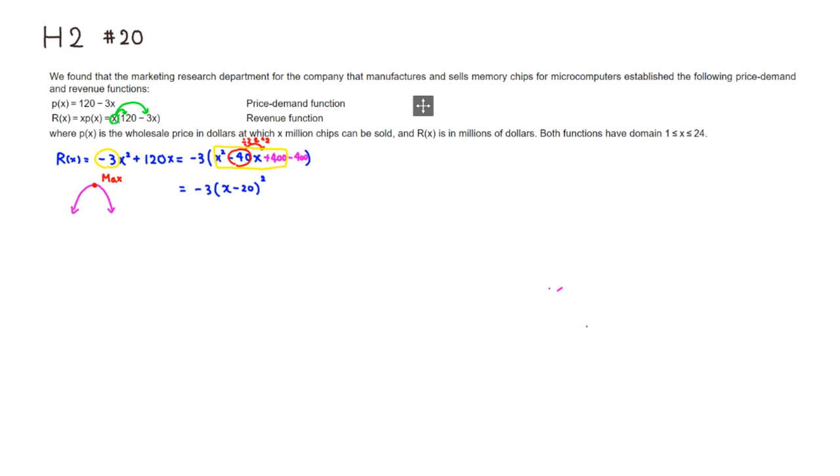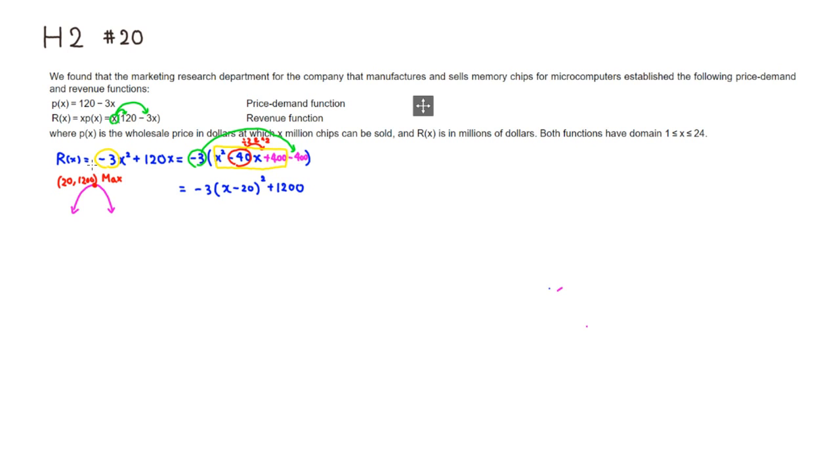Then we have to distribute negative 3 to this leftover term. Negative times negative makes it positive. 4 times 3 is 12, and we need two zeros. So we have the vertex form. You can see that the vertex has negative 20, which means the x-coordinate would be 20, comma 1200.